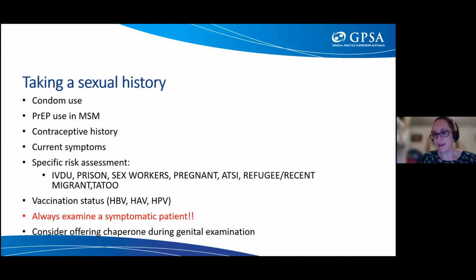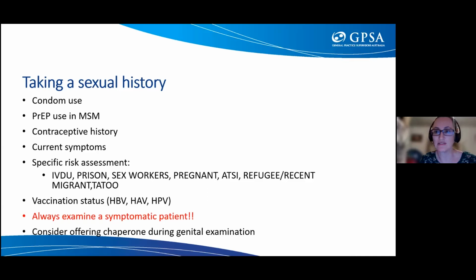If you don't remember anything from this talk other than the next point, make sure that we're all making our registrars aware that they must always be examining a symptomatic patient. So if a woman reveals that she's got some postcoital bleeding or some altered, abnormal vaginal discharge, she's not someone we're going to send to the bathroom to do a self-collected vaginal swab. She's somebody who should be getting an examination.